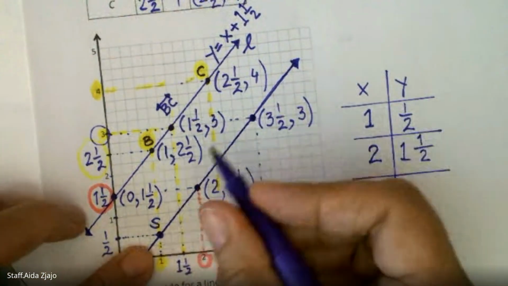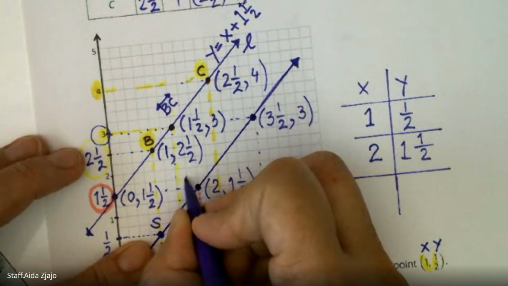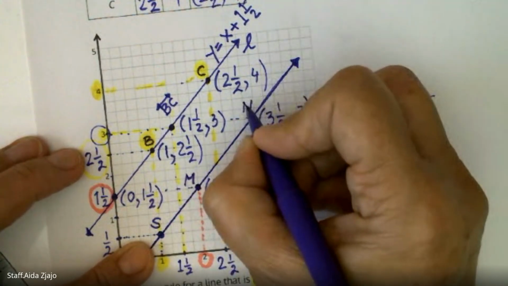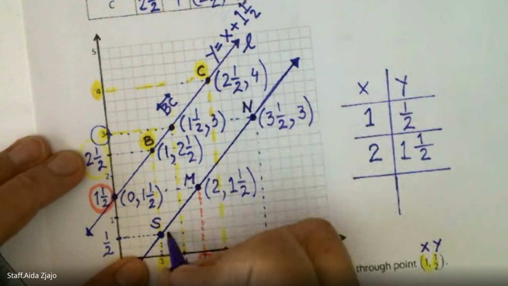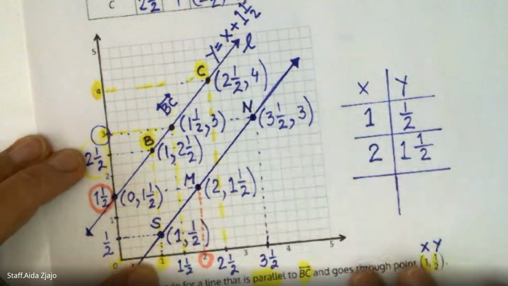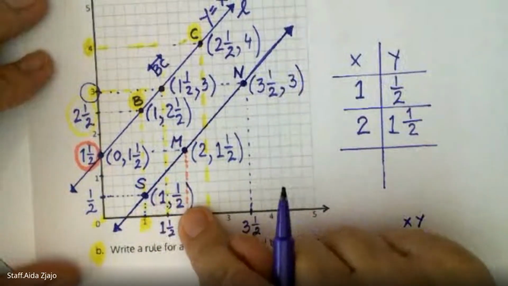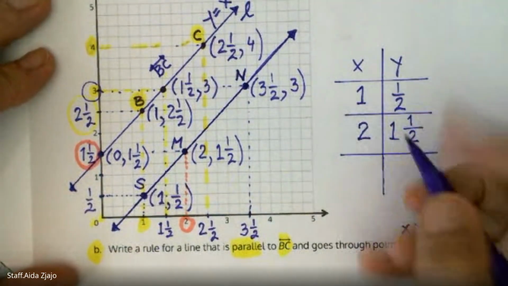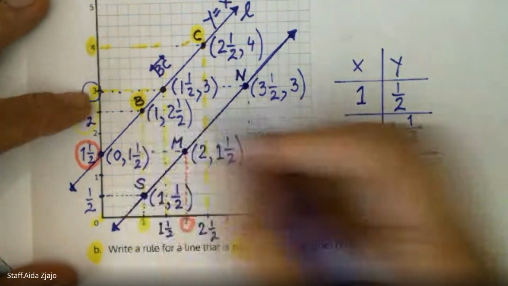Let's call this point M and this one N. And then this is 1 and 1/2. Now I can observe on the number line on the line, or I can observe a relationship in my table.